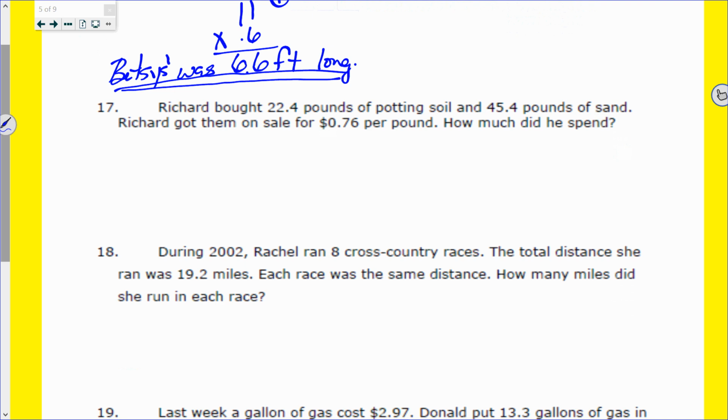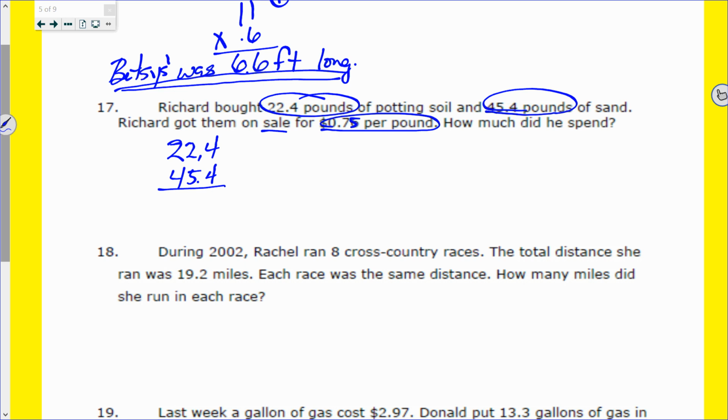Richard bought 22 and 4/10 pounds of potting soil and 45 and 4/10 pounds of sand. Richard got them on sale for, and your review said, 75 cents per pound. This one you could go two ways. For me, the easier way is, since they were the same price, just put the two pieces together. We had 22.4 pounds and 45 and 4/10 pounds.